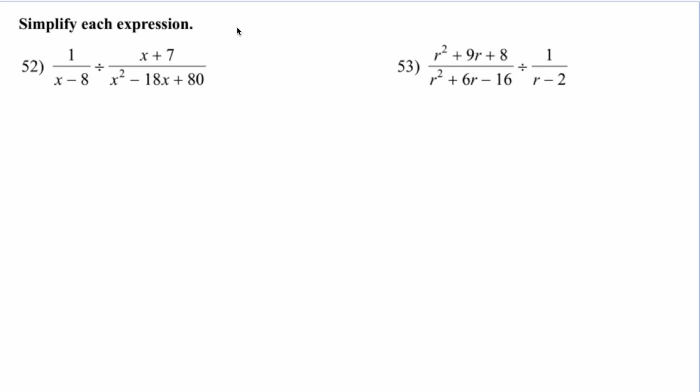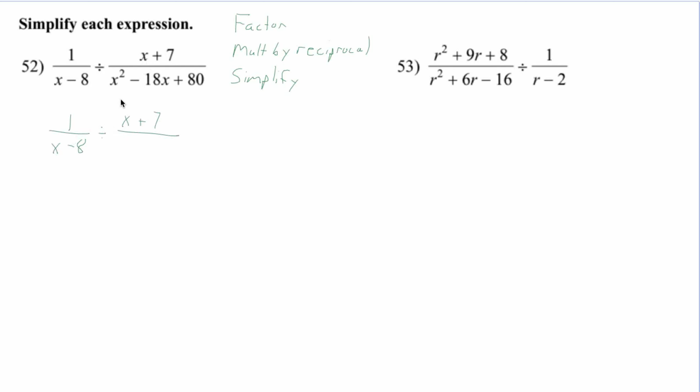Now we come to dividing. Similar idea. We're going to factor numerator and denominator, but we remember that division is the same as multiplying by the reciprocal. And then lastly, we're going to simplify or cancel, however you want to say that. And so we have 1 over x minus 8. Neither of those can be simplified or factored. Divided by x plus 7.